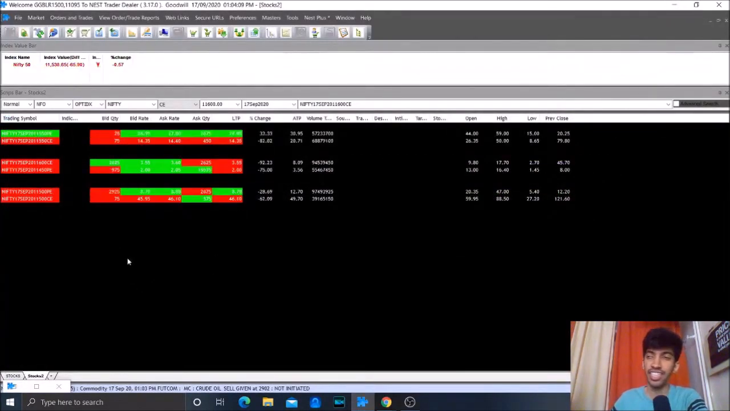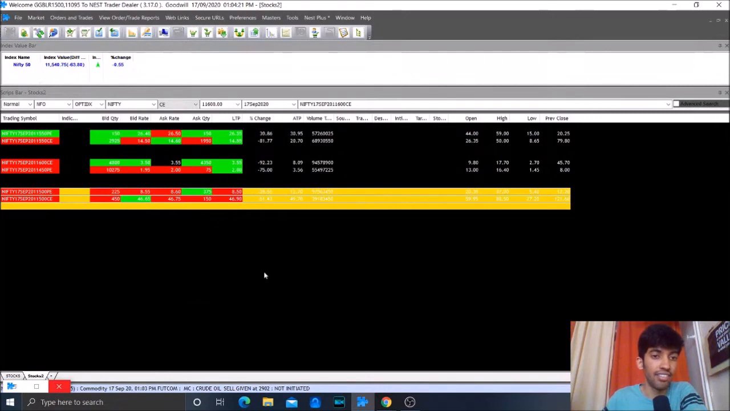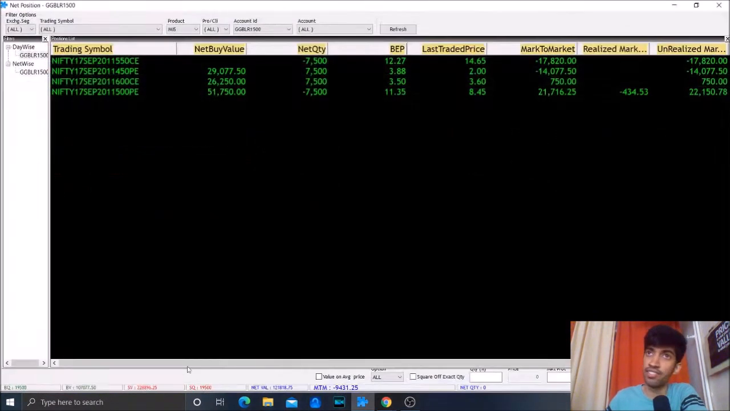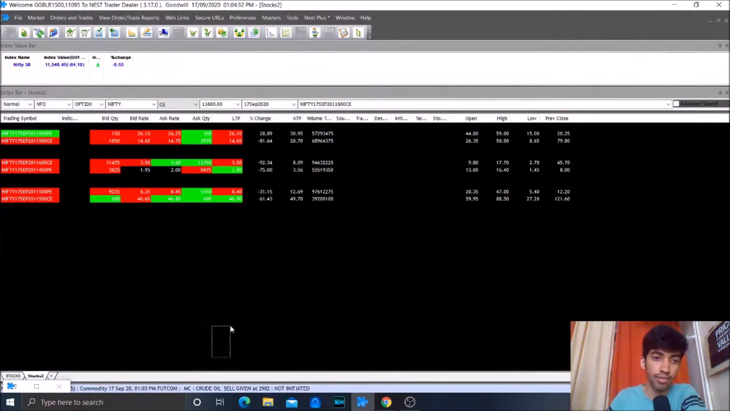So this is a pretty safe strategy where you have a very low risk, as well as a pretty good reward. You won't be losing more than 2 or 3% in this, because even if it goes to any level, let's say the max we will be losing is 20 points into 7,500, which is 1.5 lakh, which is close to around 2% of the capital. So we won't be losing more than 1.5 lakh no matter where the market goes.